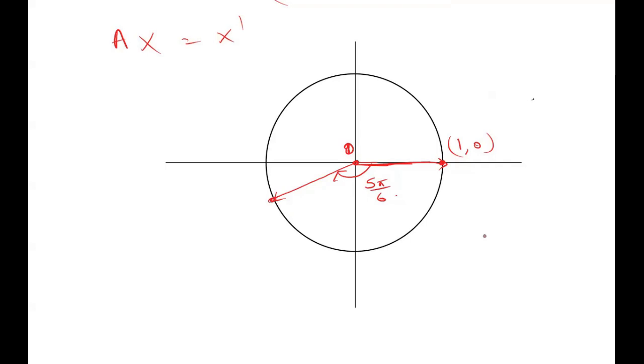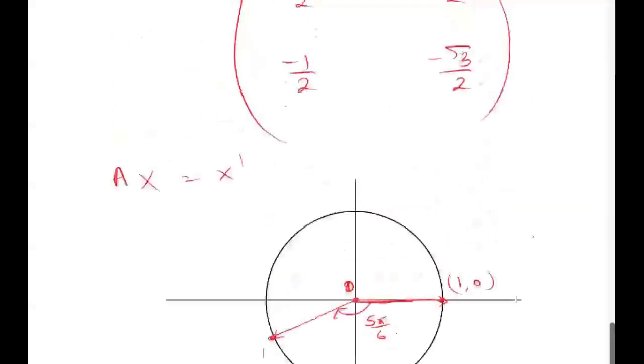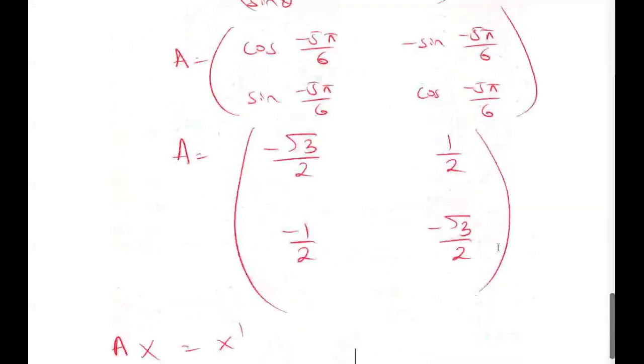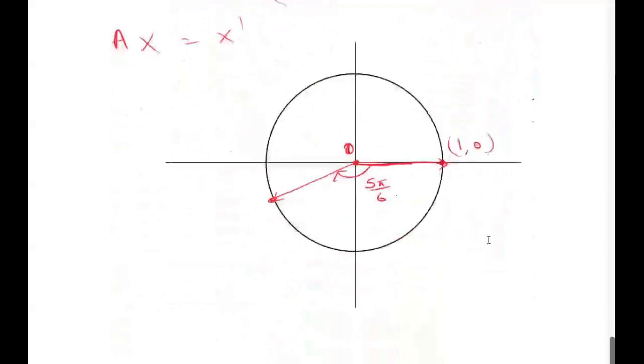What can we say about this coordinate? We can say that this coordinate is minus root 3 by 2 and minus 1 by 2. So that's how the diagram for this question looks.